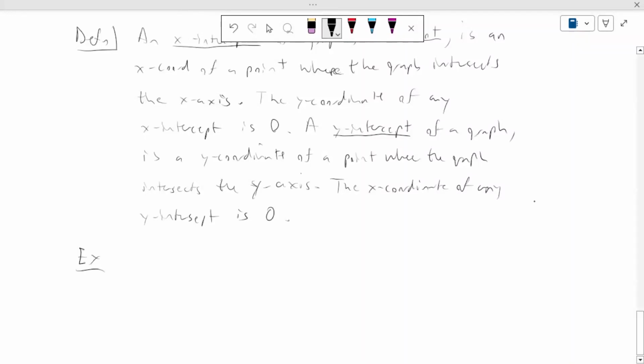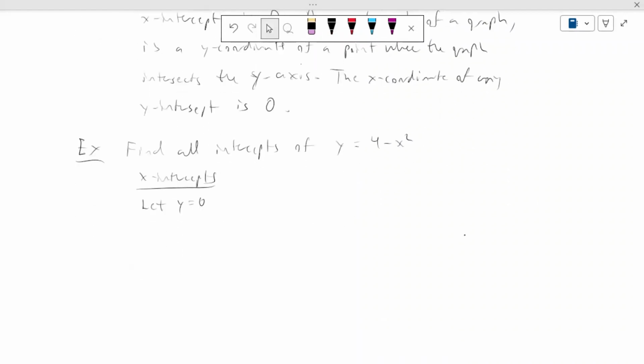So as a quick example, find all the x-intercepts and y-intercepts of the following. Find all intercepts, meaning x and y-intercepts, of y equals 4 minus x squared. So let's start with x-intercepts. Remember that if you are an x-intercept, your y-coordinate is 0. So I'm going to start off by letting y be equal to 0. When I plug in that y is 0, I get that 0 is equal to 4 minus x squared.